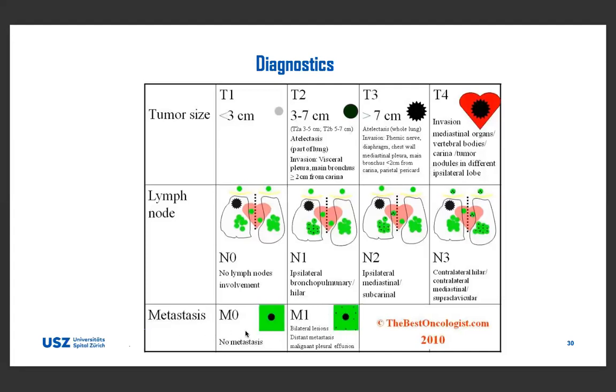Metastasis, this is a bit easier. So we have no metastasis, then it's M0. We have metastasis, M1.